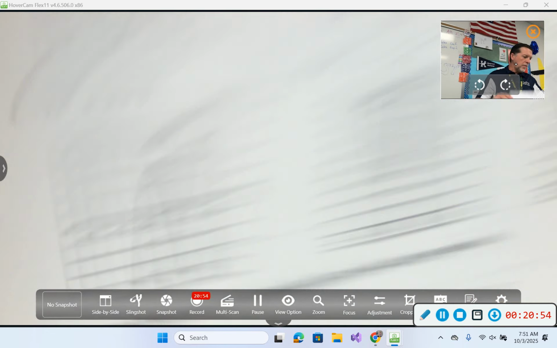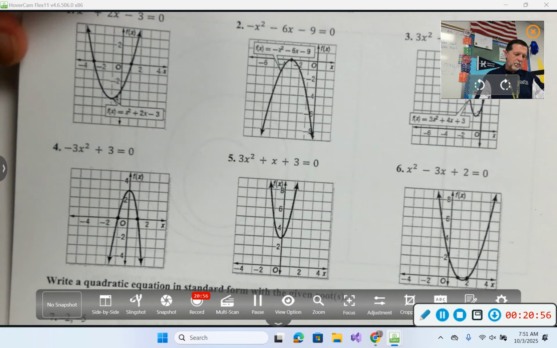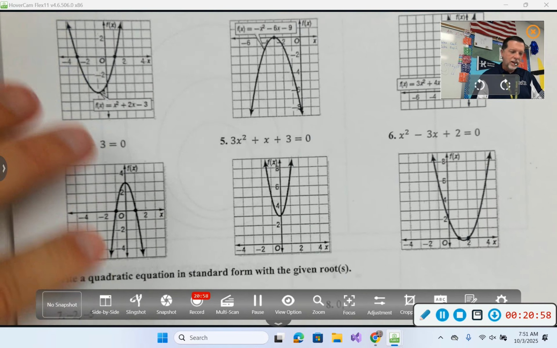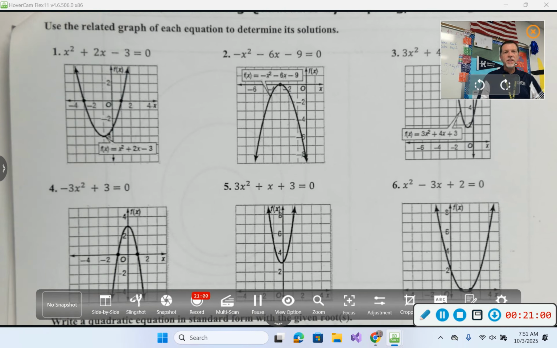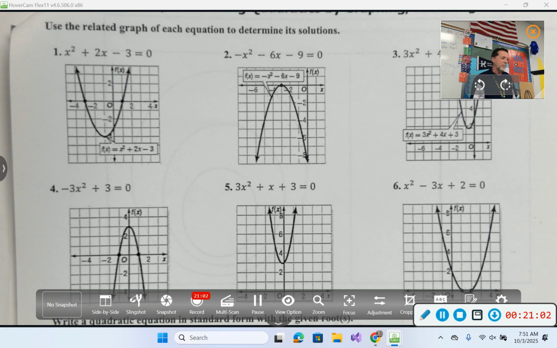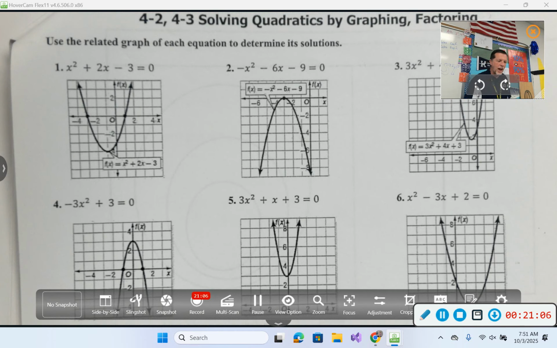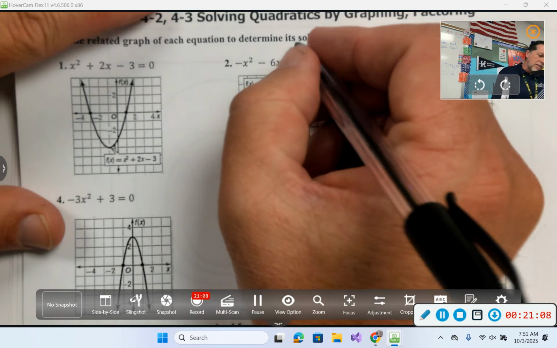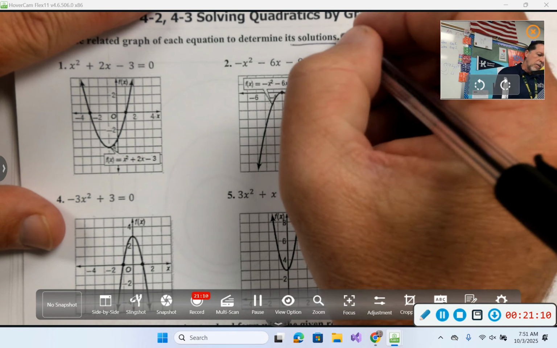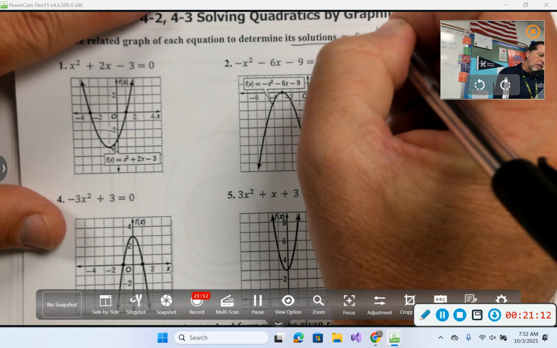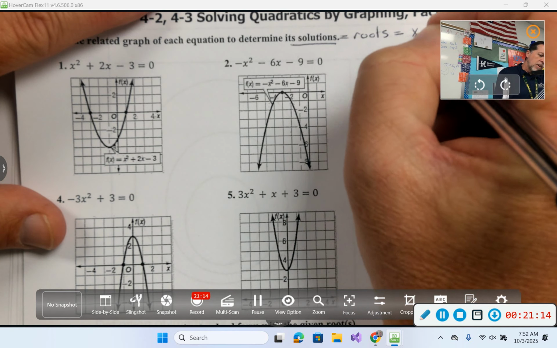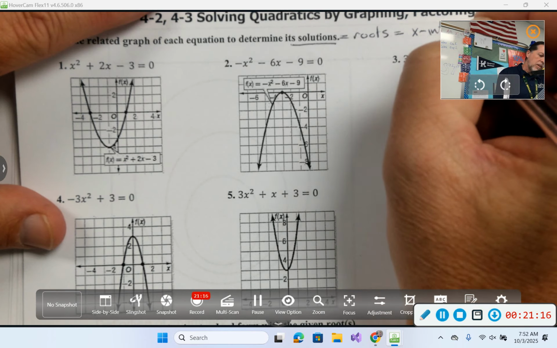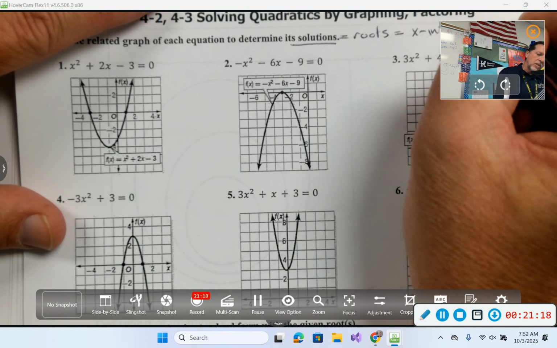Okay, today's assignment is the next worksheet, but man, it goes pretty quick. Let's do the first couple together, because I think you're going to overthink how to do this. Use the related graph of each equation to determine its solutions. Well, remember, solutions, same thing as roots, same thing as x-intercepts, same thing as zeros.